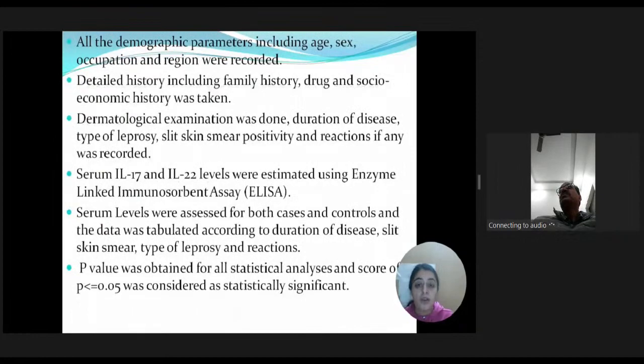All the demographic parameters, including the age, sex, occupation, region, were recorded. Detailed history, family history, drugs, socioeconomic history was taken. Dermatological examination was done. Duration of disease, type of leprosy, slit skin smear positivity, reactions, if any, were recorded. Interleukin 17 and 22 serum levels were assessed using ELISA. Serum levels were assessed for both the cases as well as the controls, and they were tabulated according to duration of disease, slit skin smear, type of leprosy, and reactions.